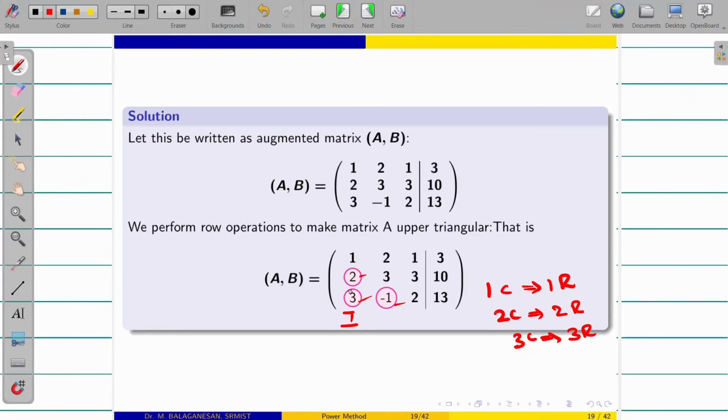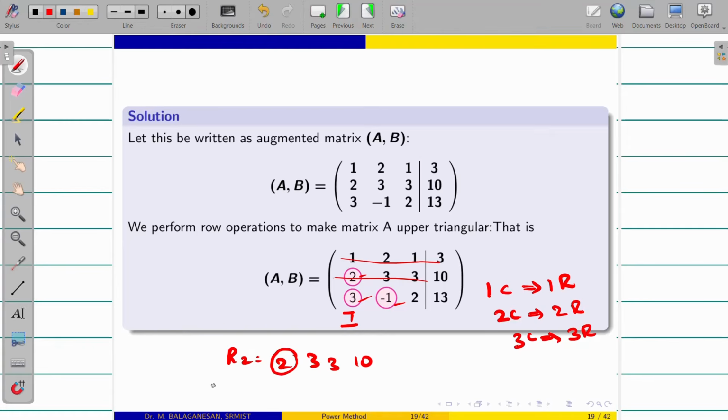Now my aim is to reduce the first column element to 0. So how can I use row reduction? This is the entire row. This element 2 I have to reduce to 0. How can I write? My R2 is 2, 3, 3, 10. How can I reduce this element to 0? If you want to make the first column element 0, you have to use row 1.